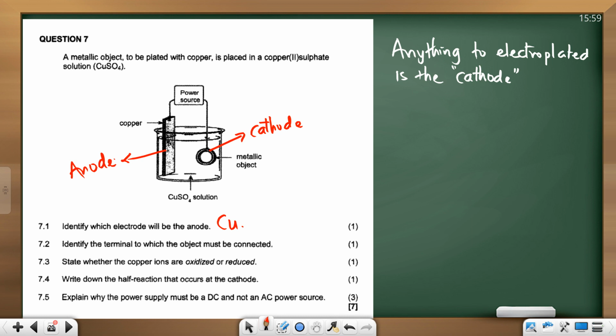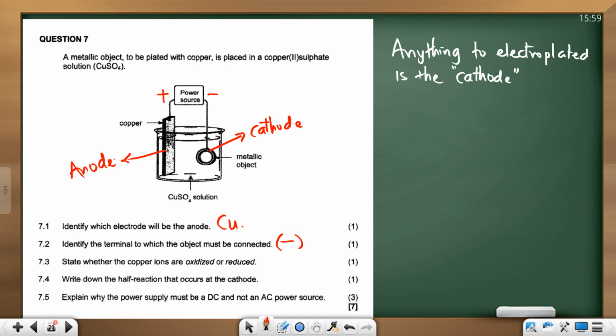Identify the terminal to which the object must be connected. This is an electrolytic cell. Anode is positive. So this is the positive end, and that's the negative. I'm sure we've answered 7.2. Identify the terminal to which the object must be connected. It is the negative, because it is the cathode. The anode is positive here.